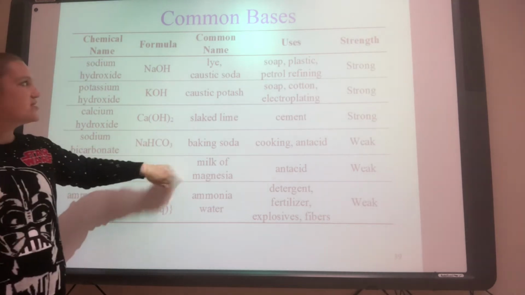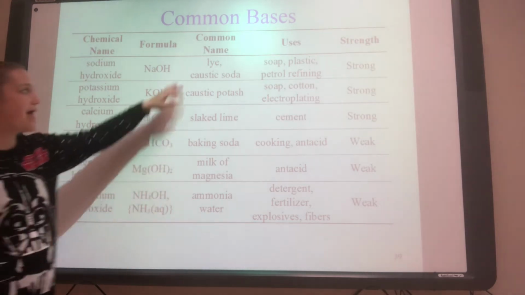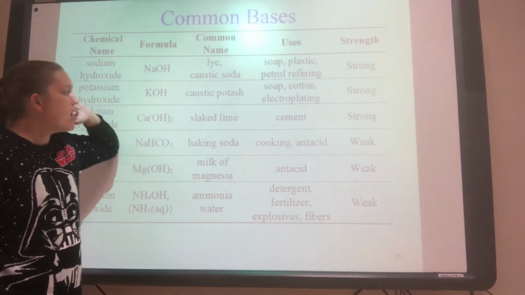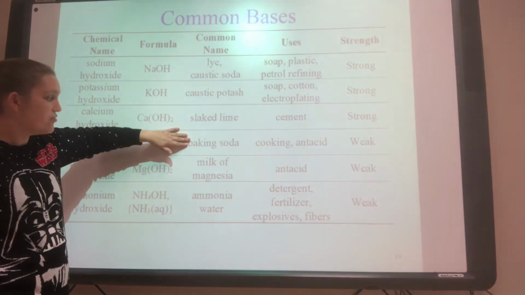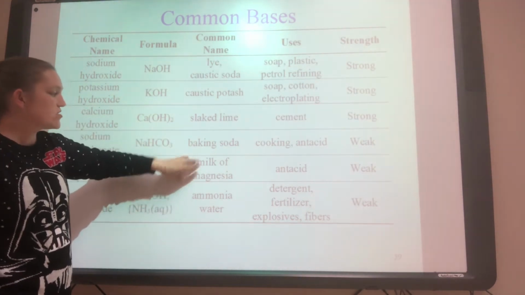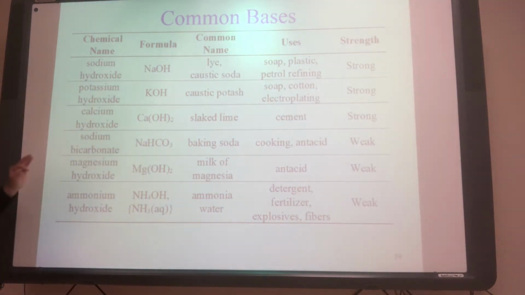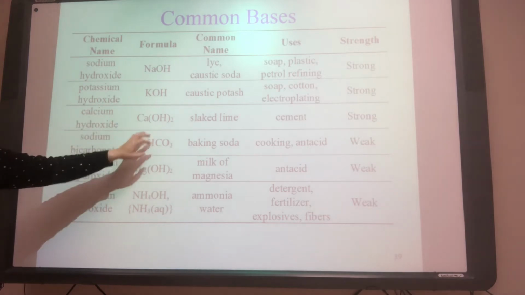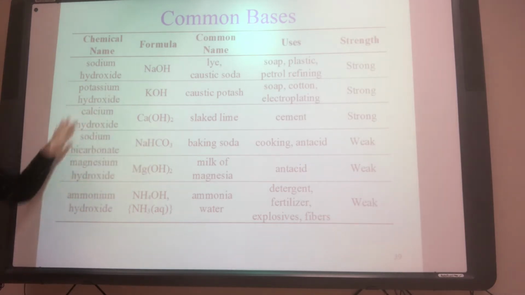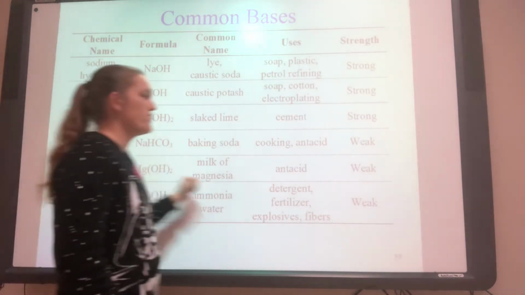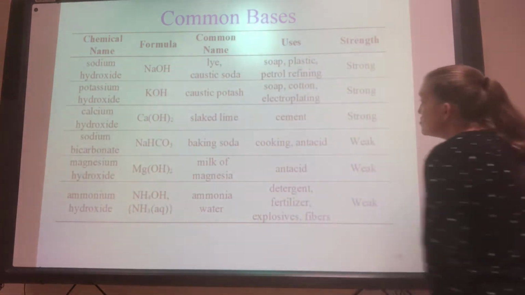Some of these have common names. You might have heard of lye before, baking soda, ammonia. So some of these have common names versus the chemical names. But we always want to be able to go from the name to the formula, and formula to name. I won't be reviewing this because you already know it. We did this previously.